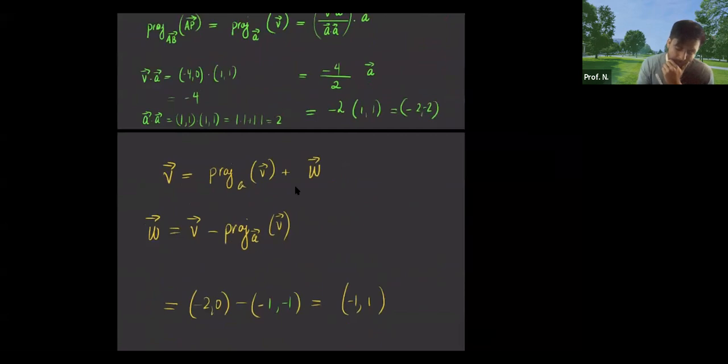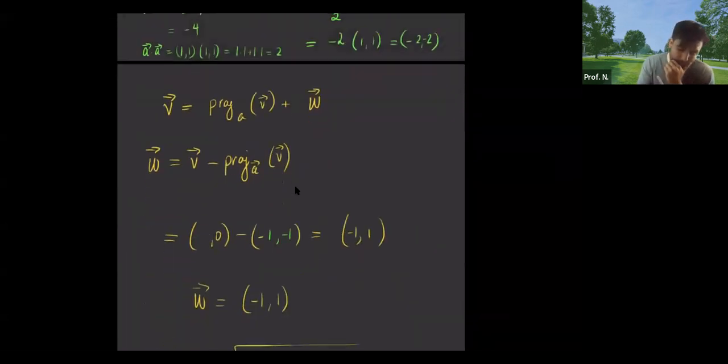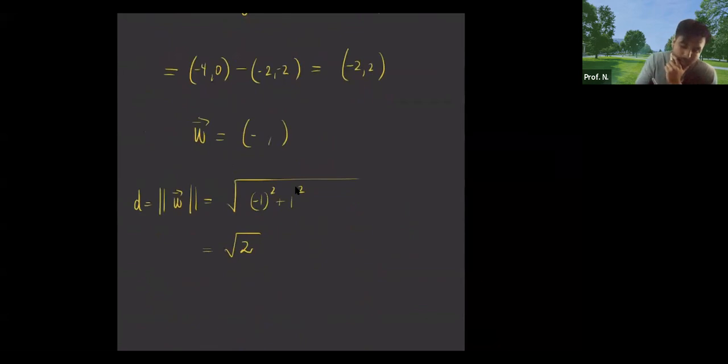The problem is this should be not negative 2, but negative 4. That's the problem. And then this here should be negative 2, negative 2. So this W will be negative 2, positive 2. So this should be negative 2, and this should be positive 2. So this should be rad 8. And rad 8 is approximately 2.8. 2.828 dot, dot, dot.